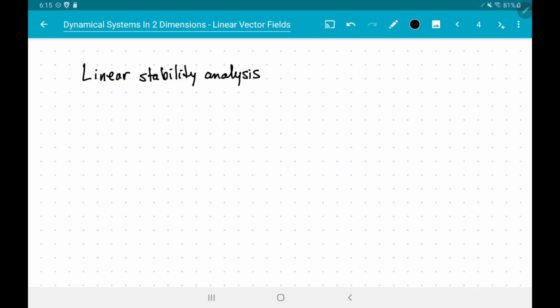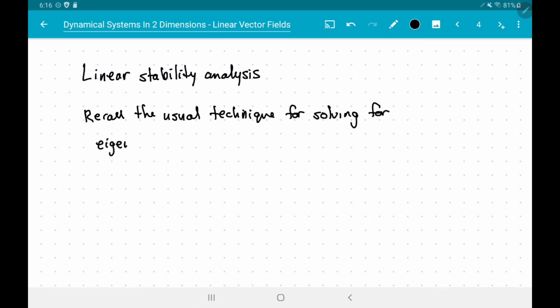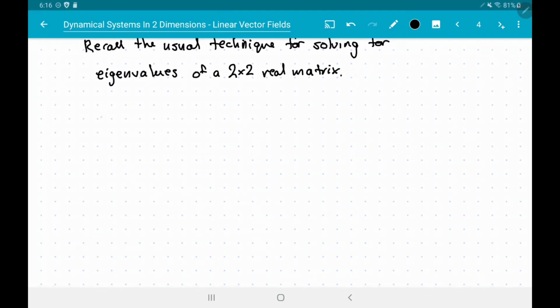Okay, so this is linear stability analysis. First, we need to recall the usual technique for solving for eigenvalues of a 2 by 2 real matrix. Suppose that you have A equals A, B, C, D, like this.